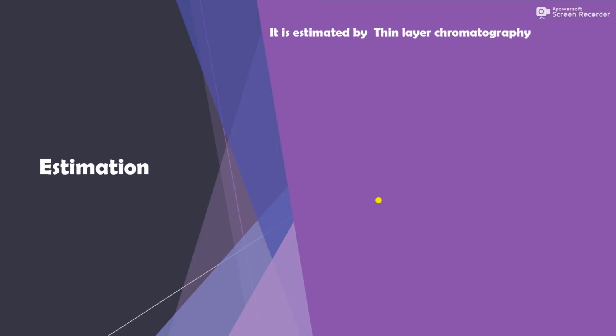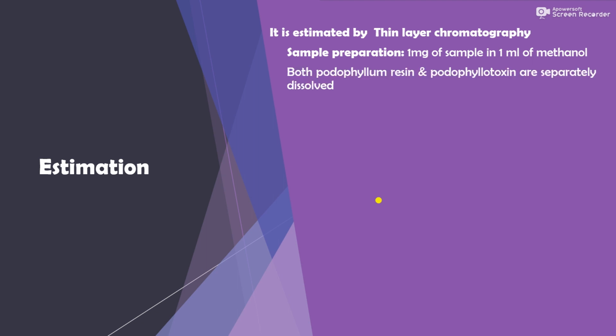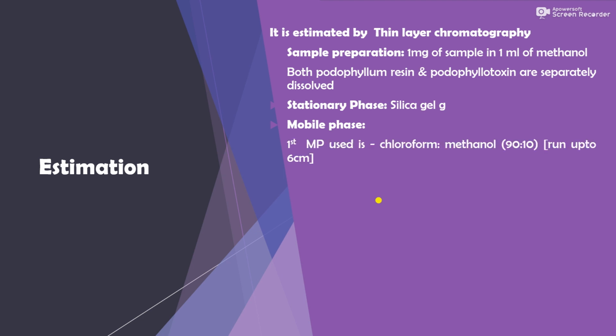Estimation of podophyllotoxin. It is estimated by thin layer chromatography. Sample preparation is done by adding 1 milligram of sample in 1 ml of solvent, that is methanol. Both podophyllum resin and podophyllotoxin are separately dissolved. Silica gel G is used as the stationary phase. The first mobile phase is chloroform and methanol, and this is run up to 6 centimeter. Then the second mobile phase is applied.